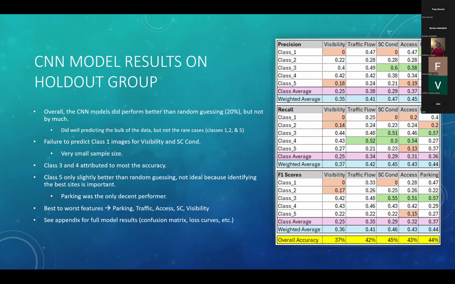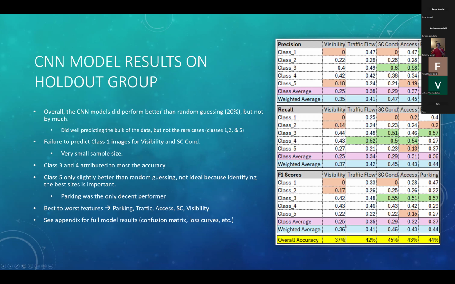So at a really high level, the results of the CNN models were okay. Each one did perform better than random guessing, which is at 20%. But the main accuracy of the data was in the 3 and the 4 classes. Classes 1, 2, and 5 did not perform very well. The model had a really hard time picking those out.